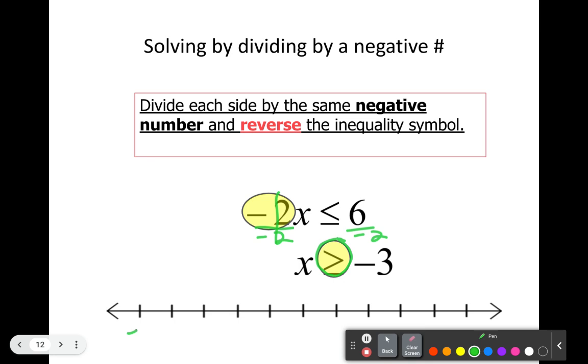So then we can graph this. Okay, so remember, this is a greater than or equal to symbol. So my circle has to be closed. And then since it's greater than, my arrow is going to go to the right.